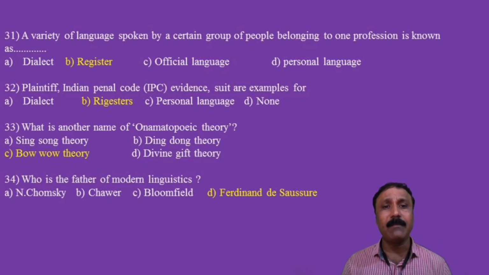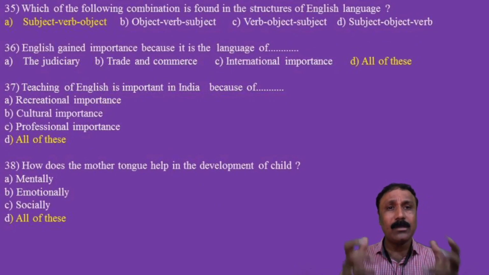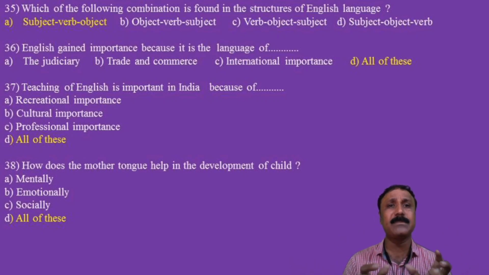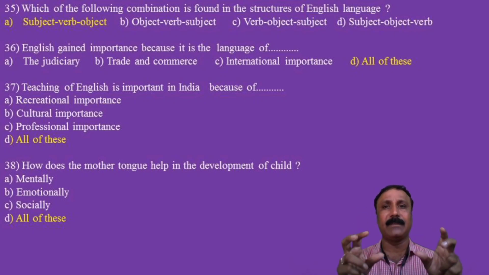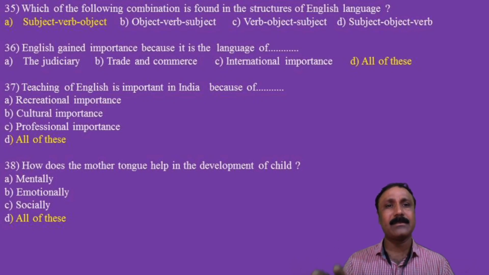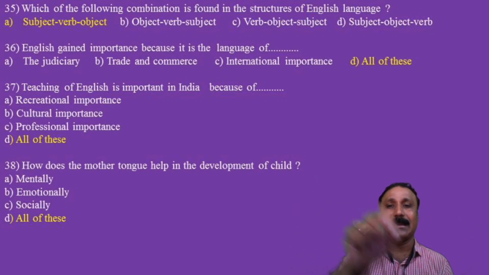What is the another name of onomatopoeic theory? That's bow wow theory. Who is the father of modern linguistics? Ferdinand de Saussure. Which of the following combination is found in the structures of English language? Subject, verb, object. This is the combination which is found in the structures of the English language. English gained importance because it is the language of the judiciary, trade and commerce, and international importance. So all of these is the right one here.